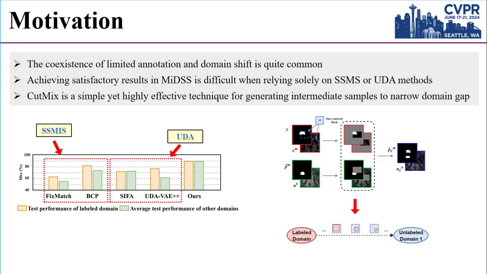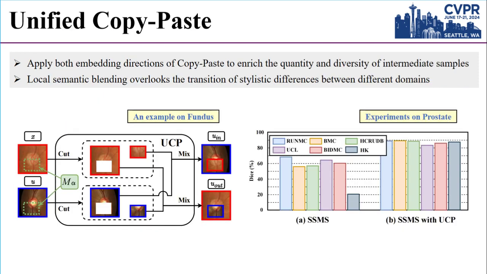CutMix, also referred to as copy-paste, is a simple yet highly effective technique for generating intermediate samples by embedding patches from labeled samples into unlabeled samples along a single direction. To fully leverage the data generation capability of CP, we employ a unified copy-paste approach. UCP generates a great quantity of diverse intermediate samples by applying both embedding directions between labeled and unlabeled samples, narrowing the domain gap and effectively mitigating the issue of error accumulation.